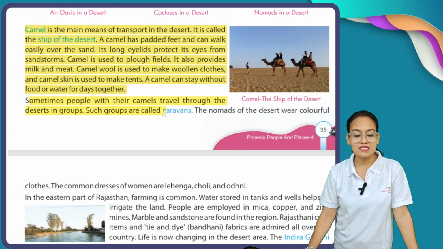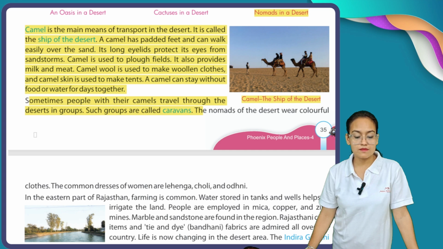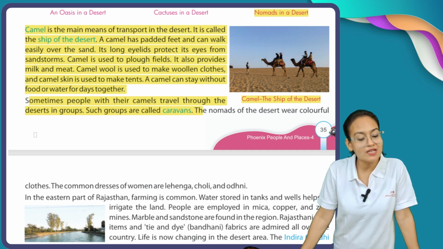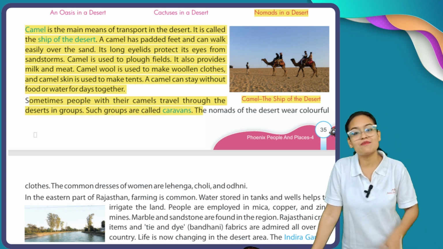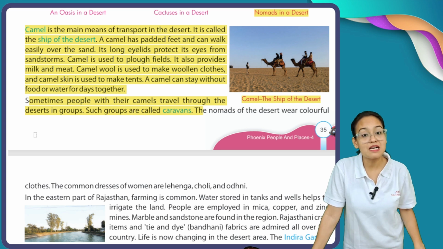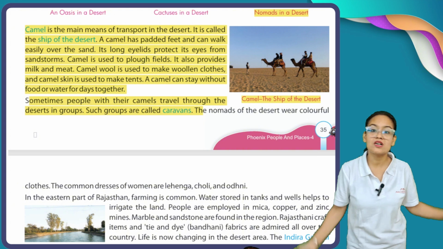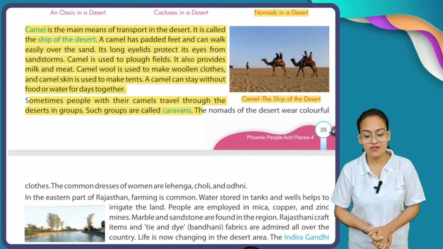Now sometimes people with their camels travel through the desert in groups. Such groups are called caravans. Now you can see, my dear student, in desert areas, some people travel from one place to another in a bunch of people, means in a group. So that group of people is called a caravan.